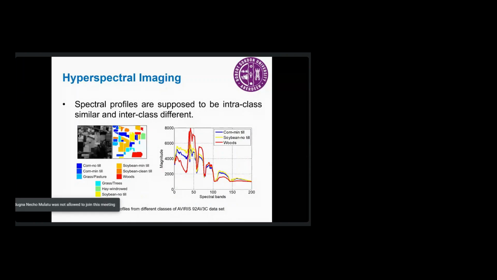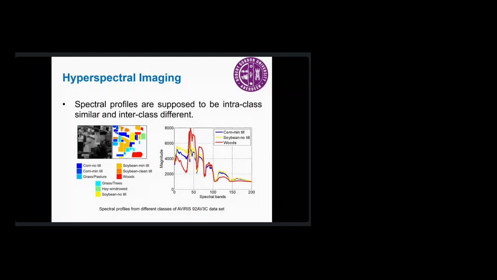And we suppose that based on the spectrum, if objects belong to the same class, they should be quite similar in the spectral domain. If they are in different classes, they should be quite different in the spectral domain. But this shows it's actually not that straightforward. Sometimes different classes can look quite similar.